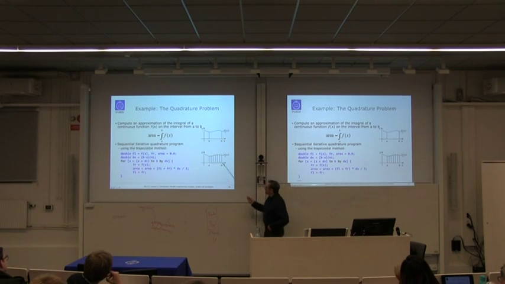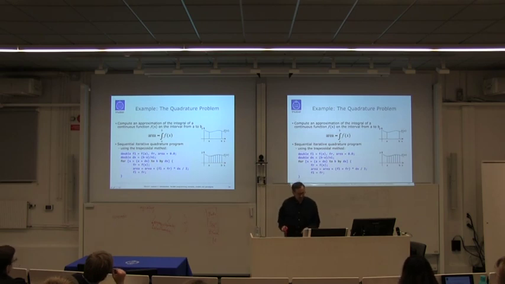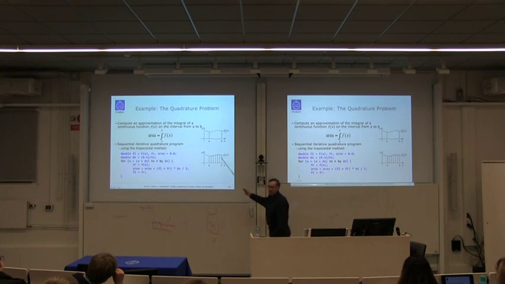Okay, for each subinterval delta x, you compute the area of this trapezoid, using Euclidean geometry from high school, if you remember. Then you sum them up, and that gives you the area. That's the sequential version. You can look at it if the time is too short to understand what it does, but trust me, it works according to this picture. A for loop and so on.